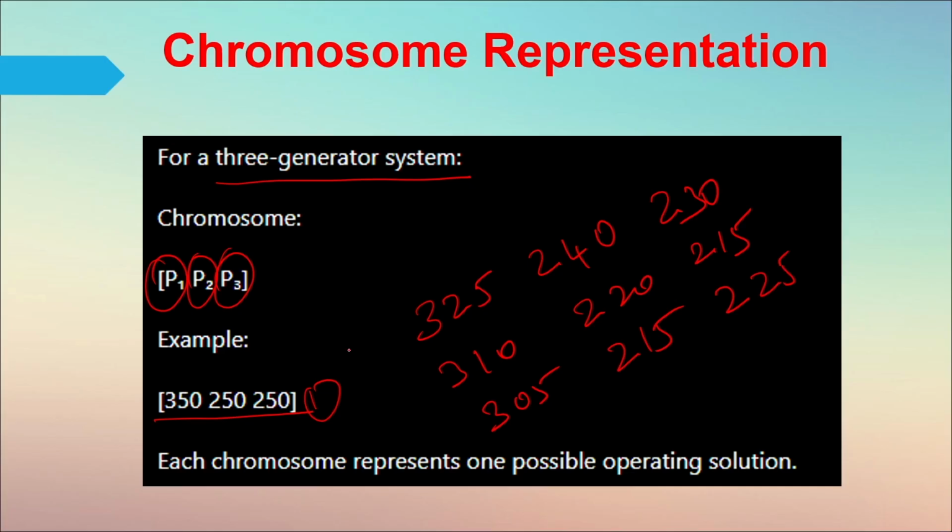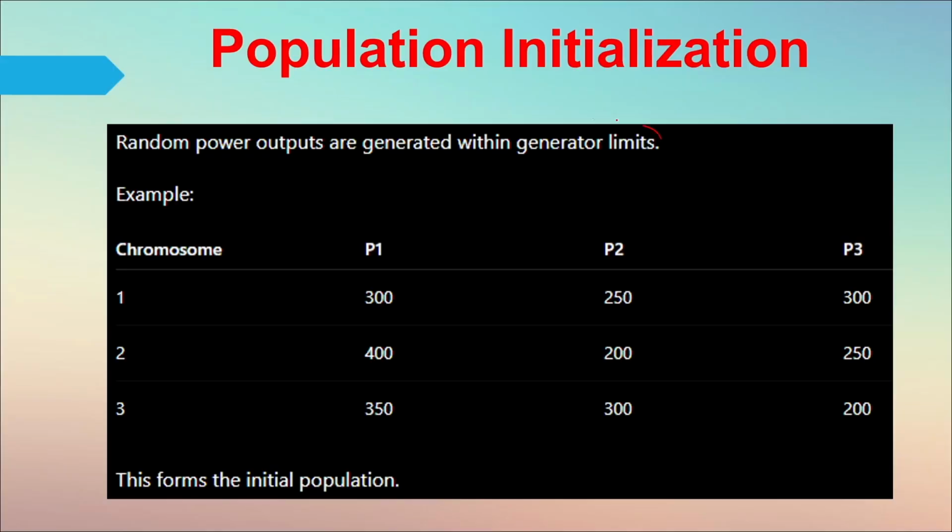So these are all the various chromosomes, and each chromosome represents one possible operating condition or operating solution, P1, P2, P3, and you need to take these values and substitute them in the equation in order to find out the objective function value. These are randomly generated power outputs within the generator limits. You should know this is within the generator limits, because this is the inequality constraint and it specifies the range of the power generating unit. So, this is the first chromosome, that is the second chromosome. This is the initial population.